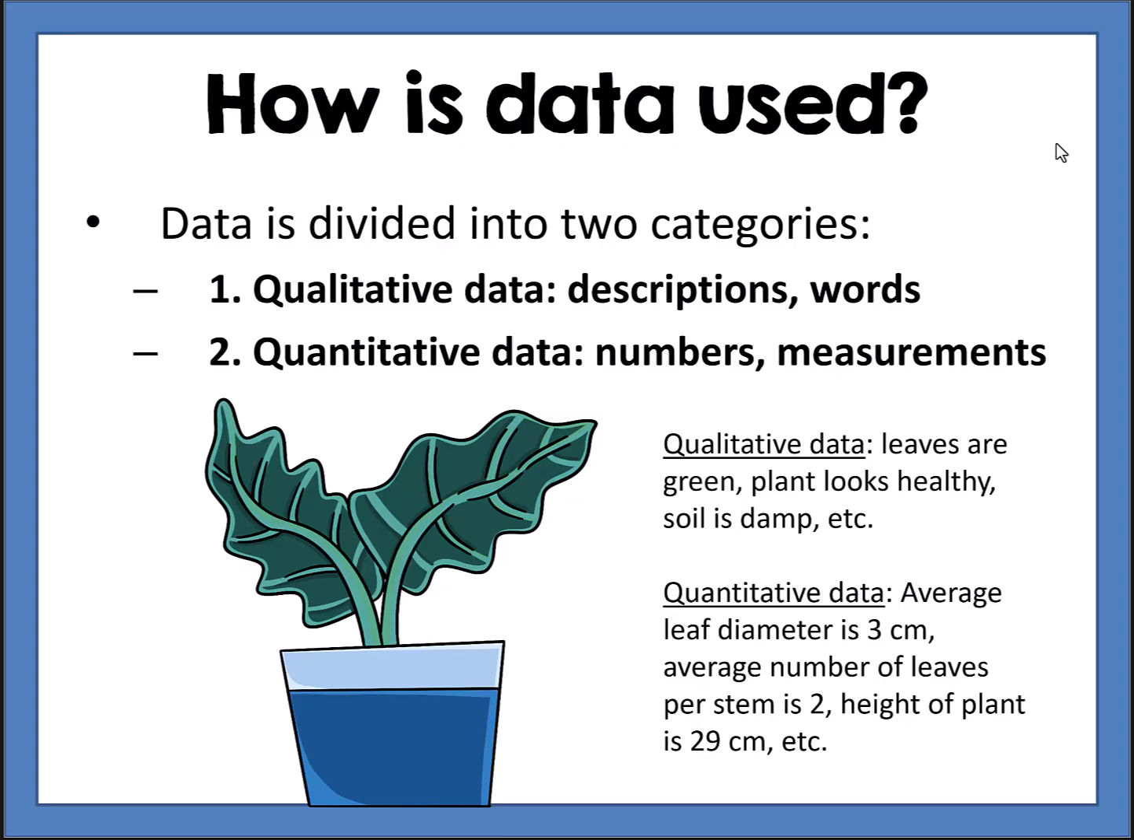For example, if we're looking at this plant here and we're taking qualitative data on it, the leaves are green, the plant looks healthy, soil is damp, etc. Those would be descriptions of the observations that we're collecting. Quantitative data might be that the average leaf diameter is 3 centimeters, the average number of leaves per stem is 2, the height of the plant is 29 centimeters, anything that could create some sort of quantity for us.